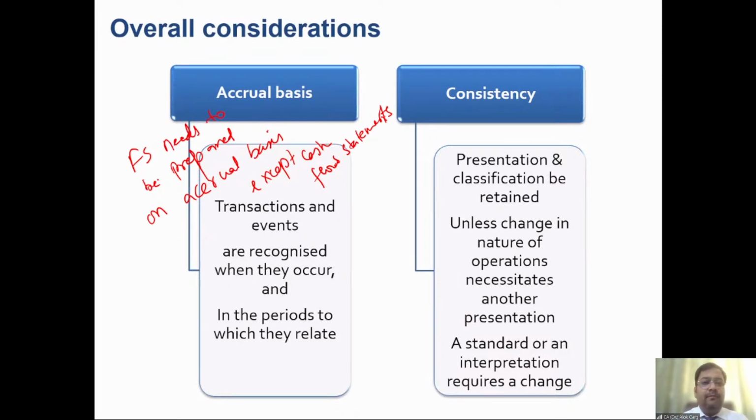For example, earlier the management has shown the traveling expenses separately, right? So in the next year, the management cannot merge the traveling expenses into other expenses, right? So the presentation consistency, or the application of accounting policy consistency, needs to be maintained from one period to another so that the accounts will be comparable.